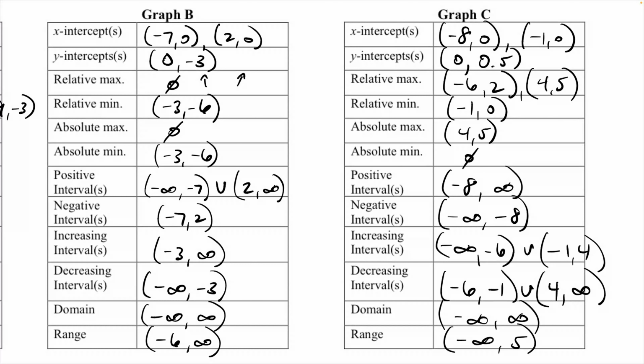Positive interval, where is it above the x-axis? So it starts at -8 and keeps going. It's never negative. Where is it negative? At the very beginning. From -infinity to -8, it crosses the x-axis. Increasing, where are we going uphill? Well, we start going uphill, right? -infinity to -6. And then I go downhill, and then I pick up again -1 to +4. Where do I go negative? -6 to -1, and then 4 to the end, infinity.